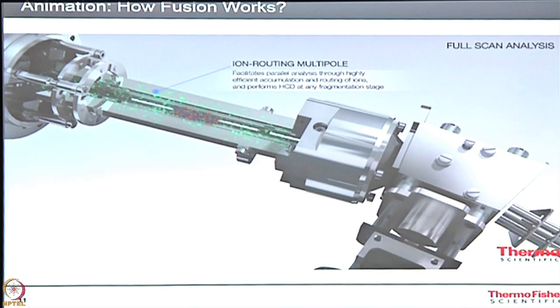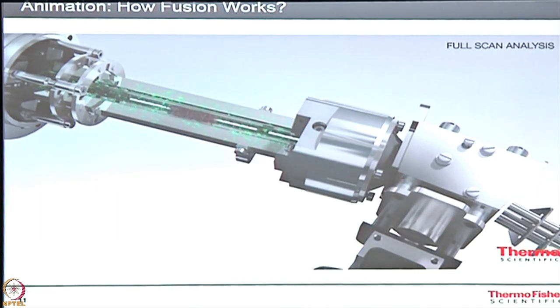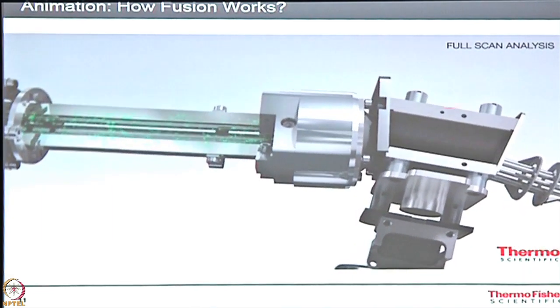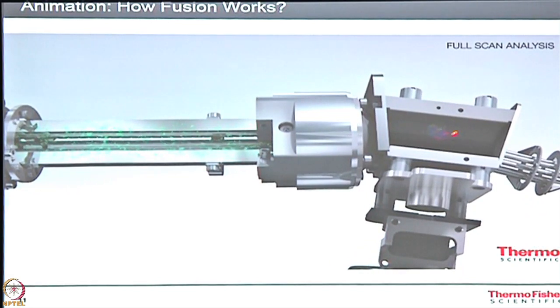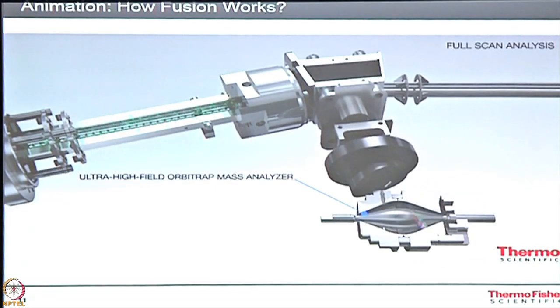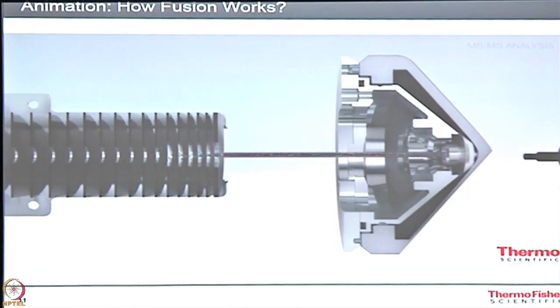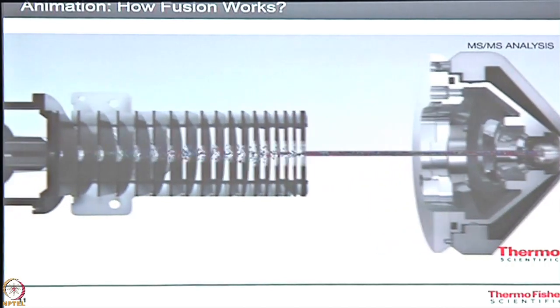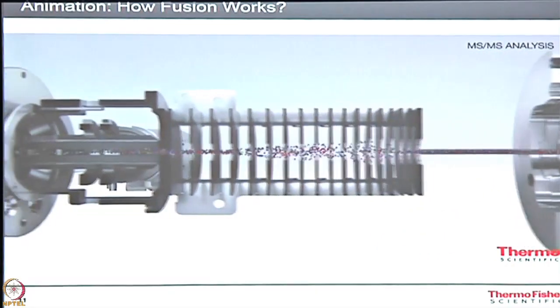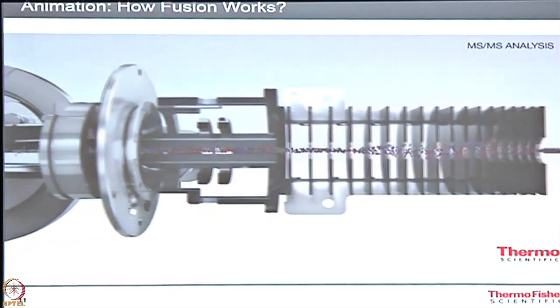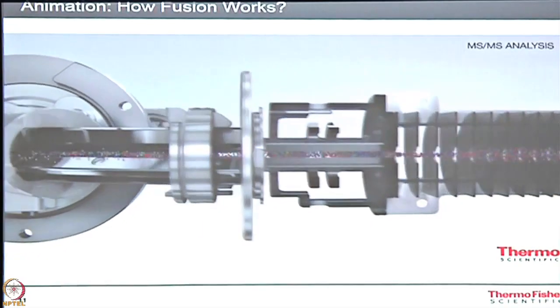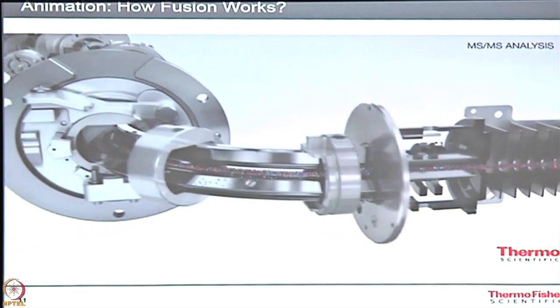Okay. So now it will come to the Orbitrap, MS1, and then it is detected in the Orbitrap. So now it's a full scan. What happens in MS/MS? In case of MS/MS, only one molecule is filtered from this mass. Only one molecule is filtered, and that gets fragmented, and then it will be detected, MS2.